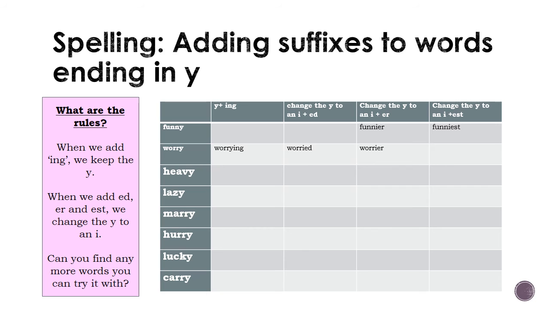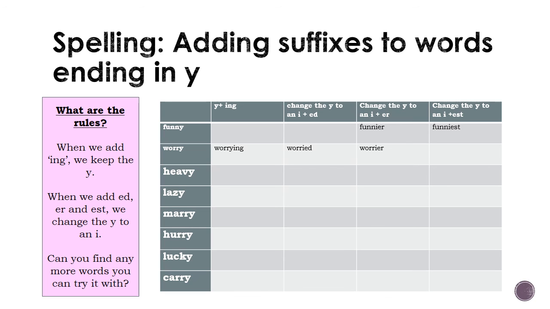With the next example, worry, worry has a Y at the end, like the other words, but we are going to add the ing and keep the Y for worrying. If we didn't, we wouldn't have that nice y-ing at the end. For worried, we do take the Y off, add an I, and then add the ed. So worried has an I, and carried also has that same pattern where we take off the Y, change it to an I, and add the suffix.